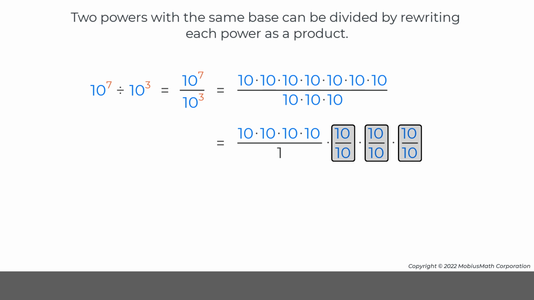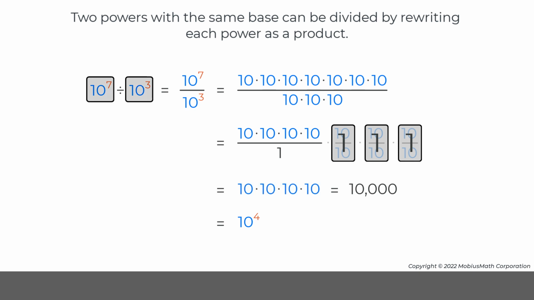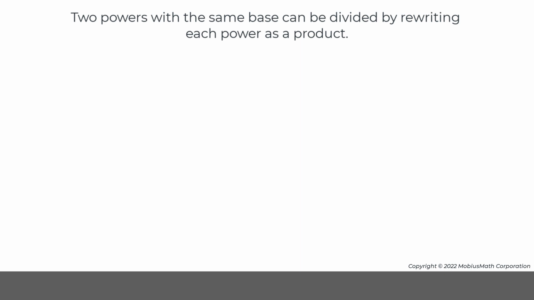Since 10 divided by 10 equals 1, the expression can be evaluated by repeatedly multiplying by 10 to get 10,000. In addition, 10 multiplied 4 times can be written as 10 to the fourth power. Notice that dividing two powers with the same base equals the base raised to the difference of the exponents. Applying this rule shows that 4 to the fifth power divided by 4 to the third power is equal to 4 to the 5 minus 3 power, or 4 to the second power.